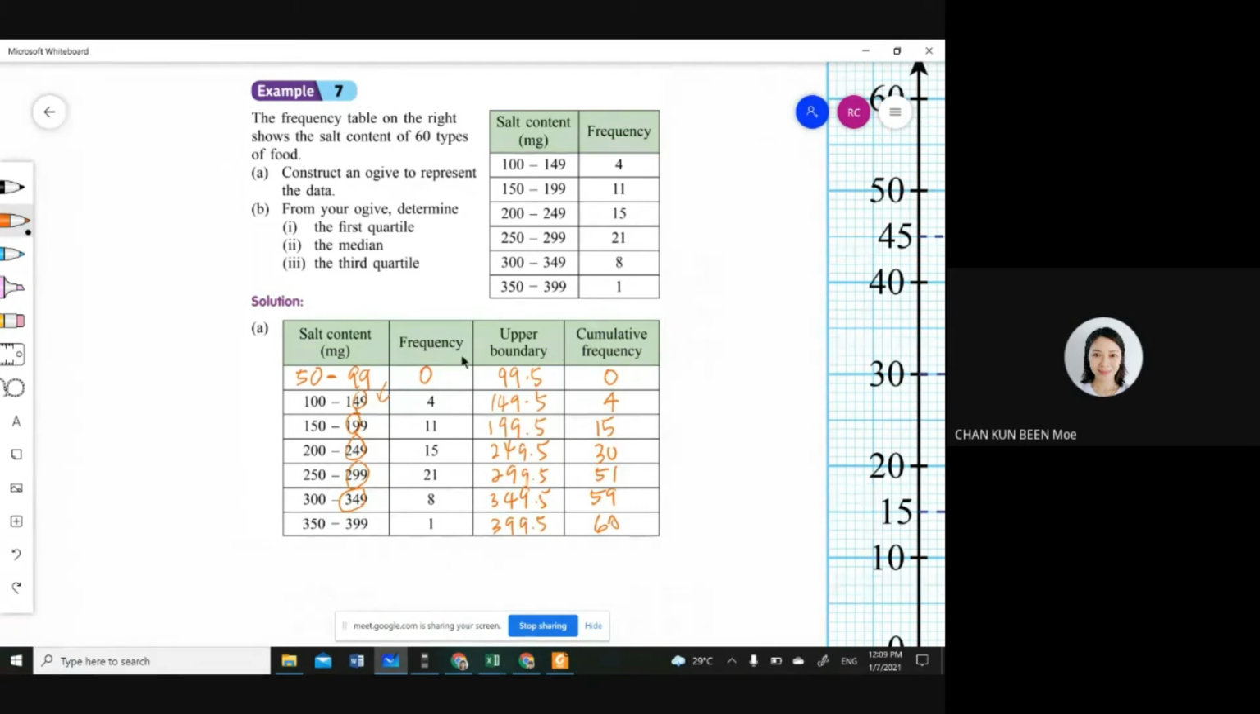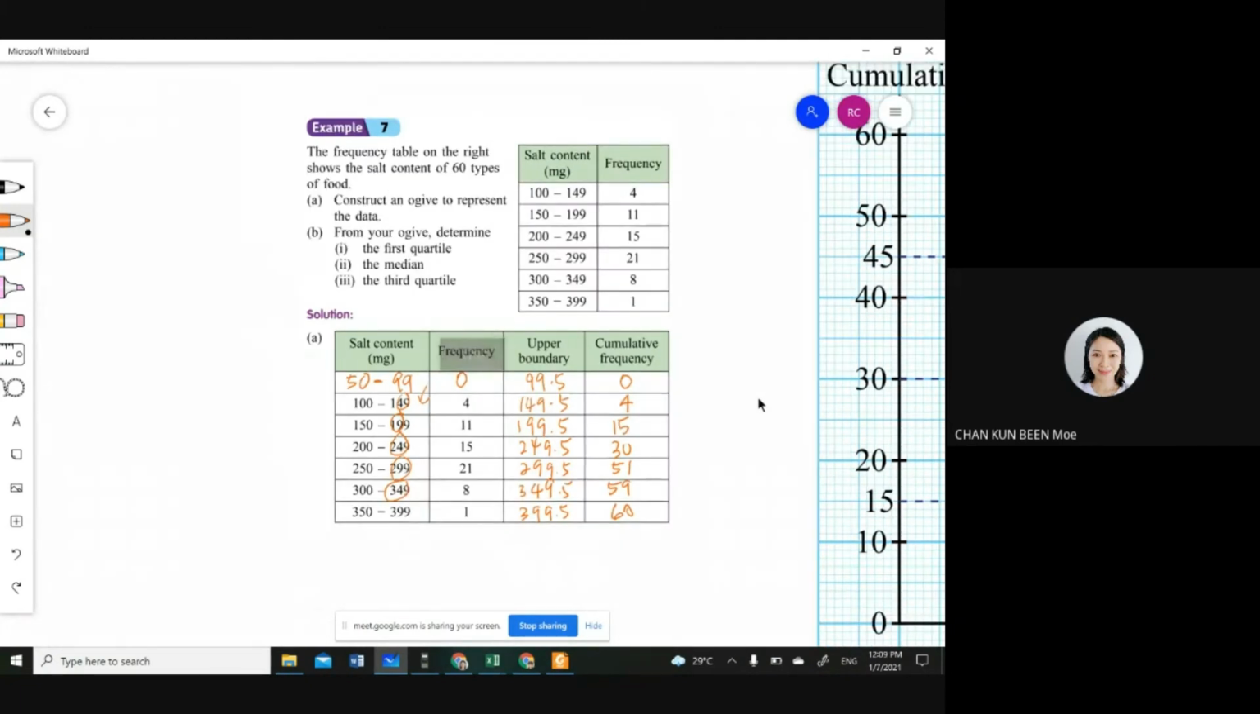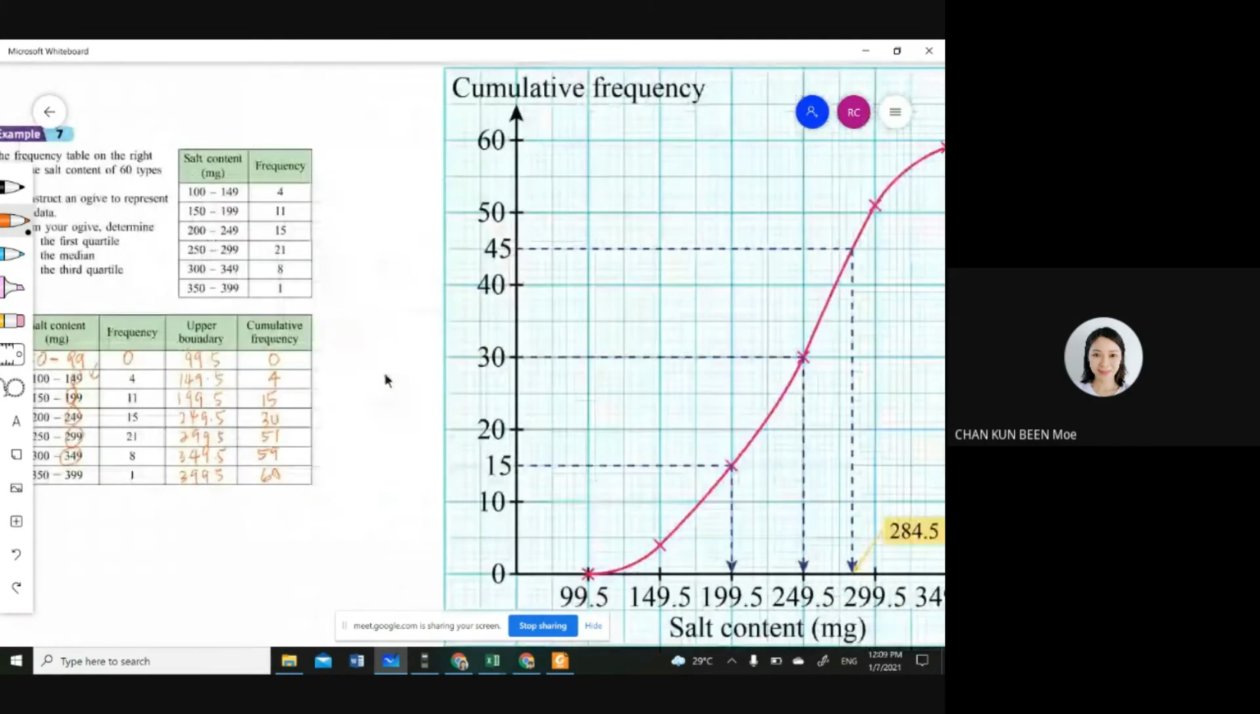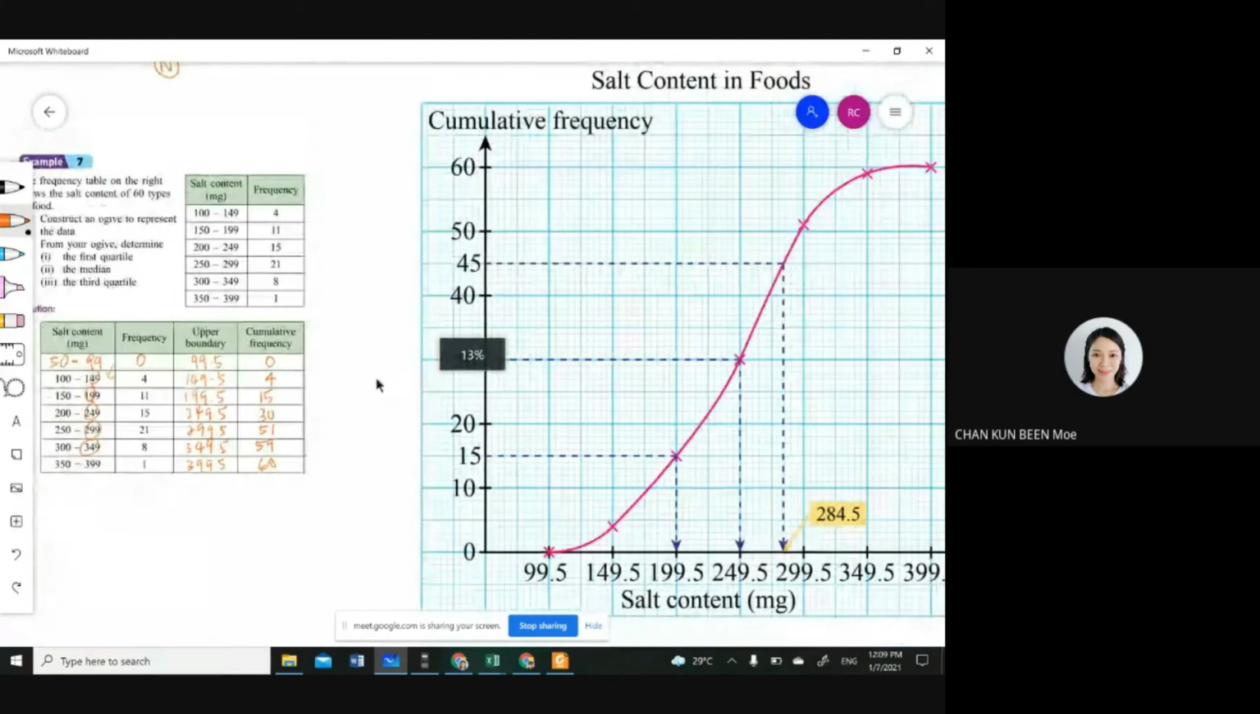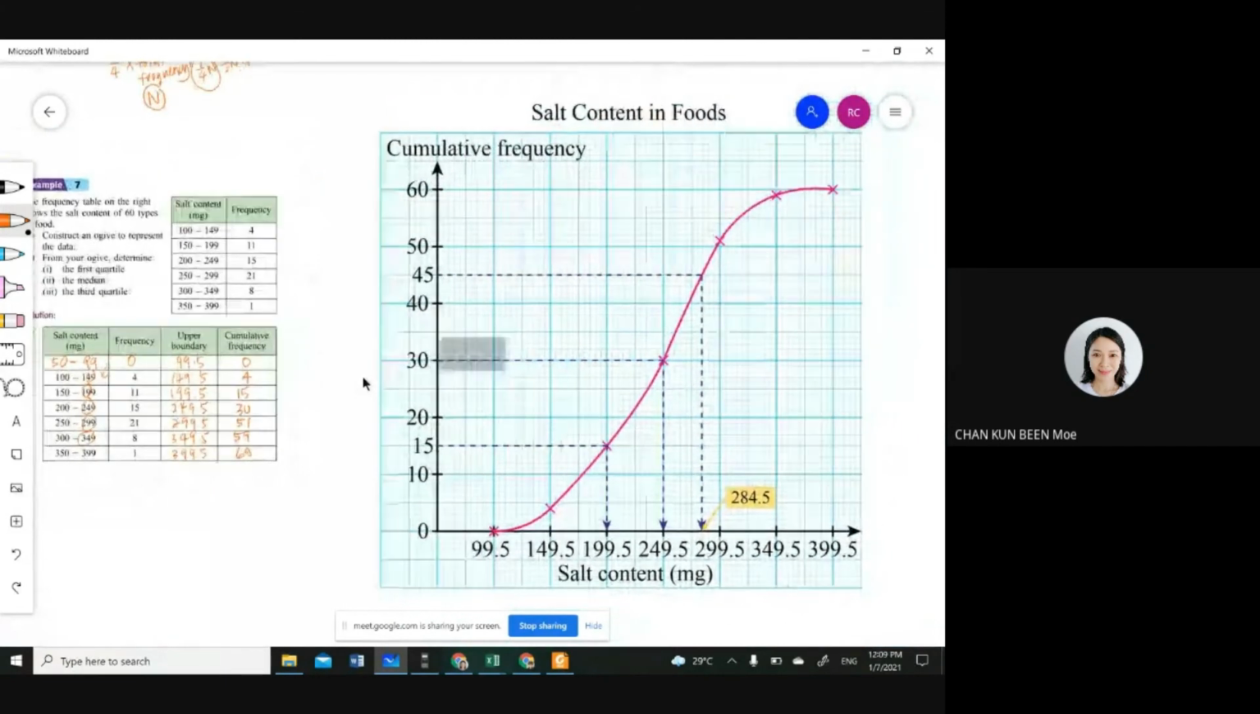So is the upper boundary on the y-axis or x-axis? X-axis. Correct. So cumulative frequency is on the y-axis. Let us look at the graph. The graph is plotted on the right. I just show it to you. So we have this graph plotted. Now you look at all the upper boundaries. It starts with 99.5 and ends with 399.5. So this is what we have.